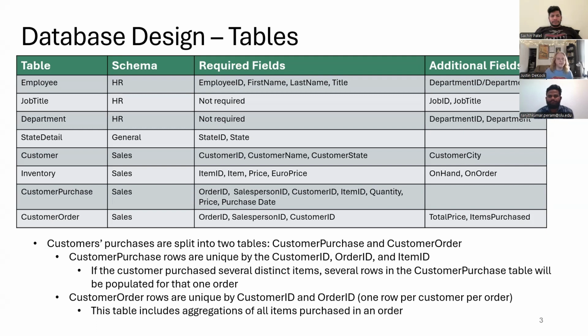And actually, the price field in that table is the price of the item multiplied by the quantity purchased. And then in the customer order table, each row is a unique customer ID and order ID combination. So this also has a total price and items purchased. So it's basically some aggregations of everything that a customer purchased in a transaction.